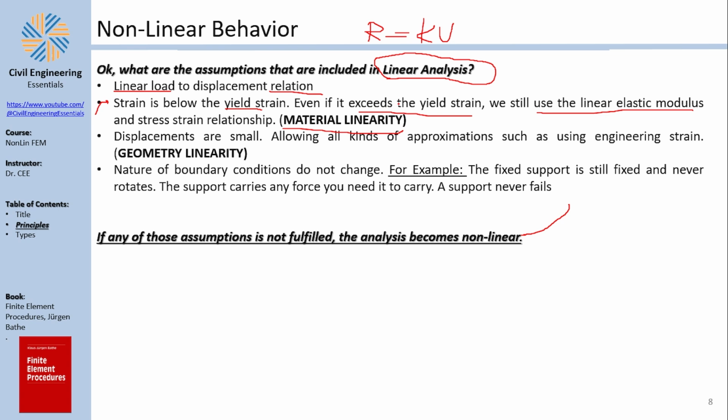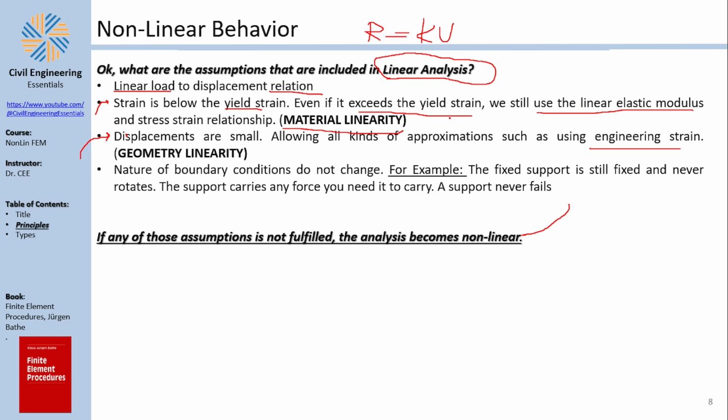This is one of the approximations in the linear analysis, because we know that our material might be yielding and might not be linear at all, and we are still using the linear elastic modulus. We also mentioned that displacements are small. If they are large, then there are a lot of approximations that we cannot use because we are using engineering strain. Also, if the displacement is large, then you can have some sudden non-linear behavior like snap through in a von Mises truss.